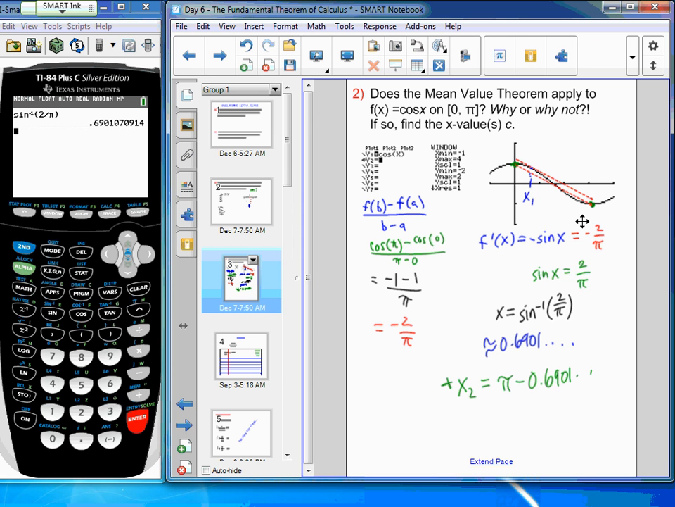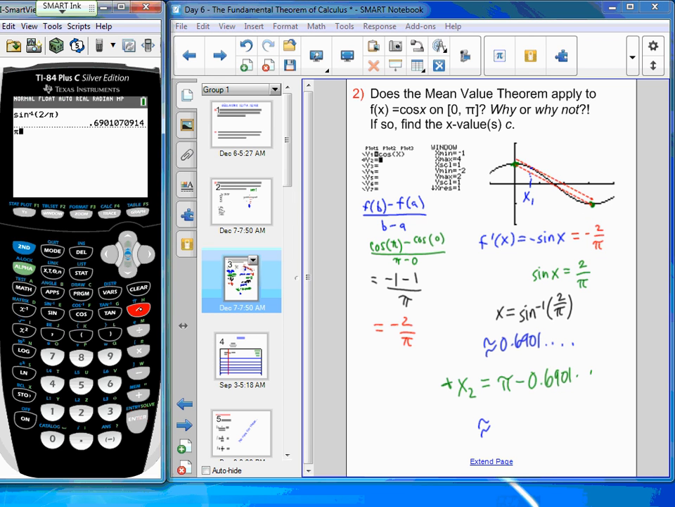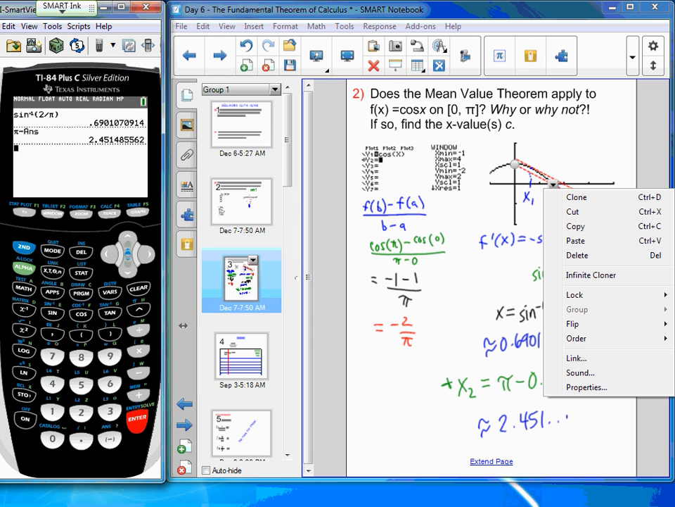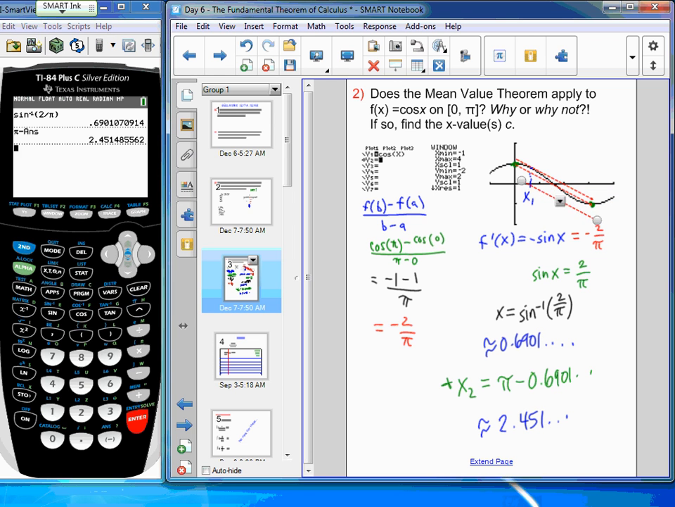And so that's about, I'll do pi minus answer, right? So about pi minus answer, and so about 2.45, and let's go ahead and visually check that out. All right, here we go. 1, 2, 2.45. Well, that does look reasonable, so we'll go ahead and clone another one of those, and right about down there, and so it looks like my x sub 2 looks to be about here.